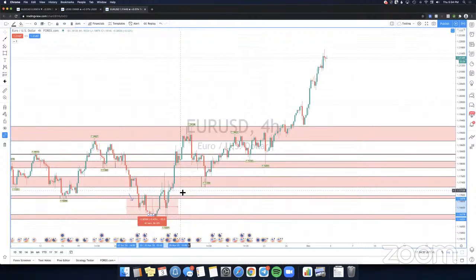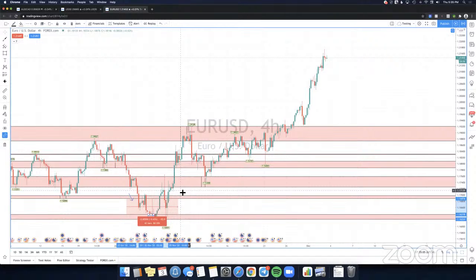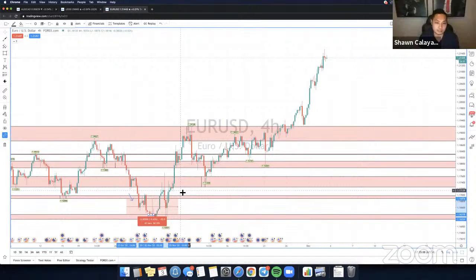If you factor in the spread, depending on your broker, you're probably not going to be able to make that much profit off a 20 pip move. And it would just be too risky. So I personally would just not take it if that's the situation.